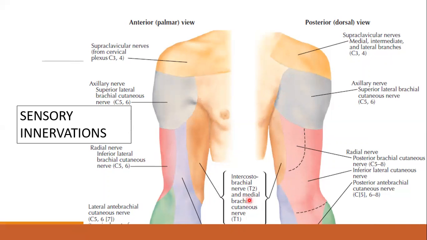So recall our medial brachial cutaneous nerve, which came directly off of the brachial plexus. You can see here how it is giving cutaneous innervation to this medial aspect of the proximal upper limb, both anteriorly and posteriorly.